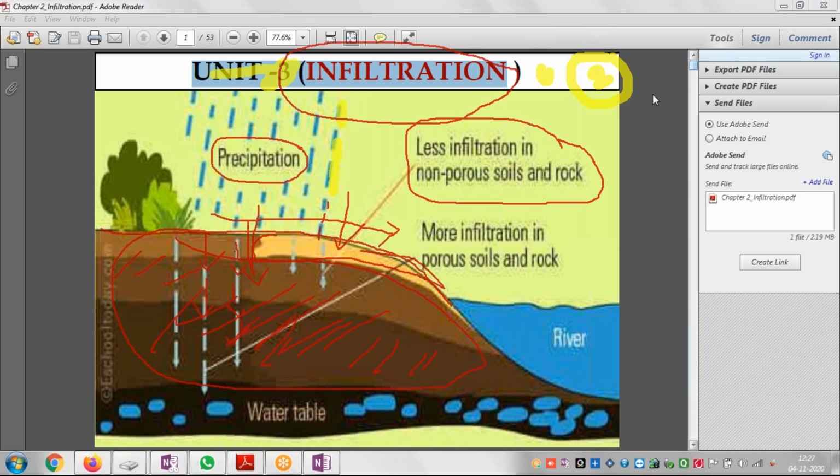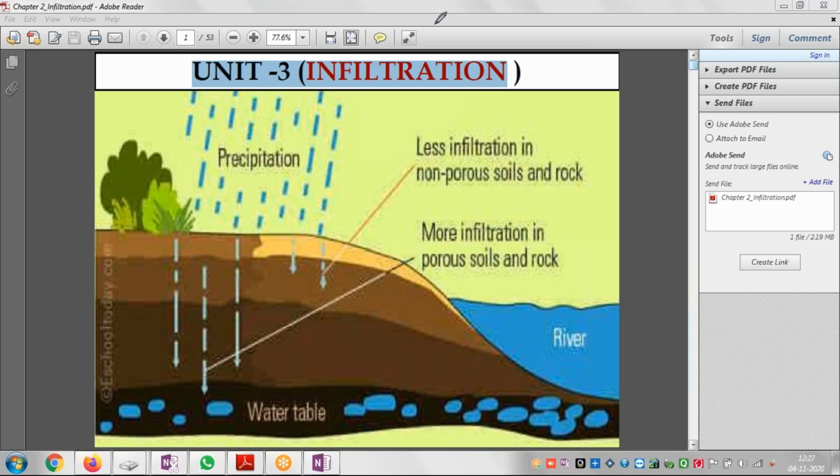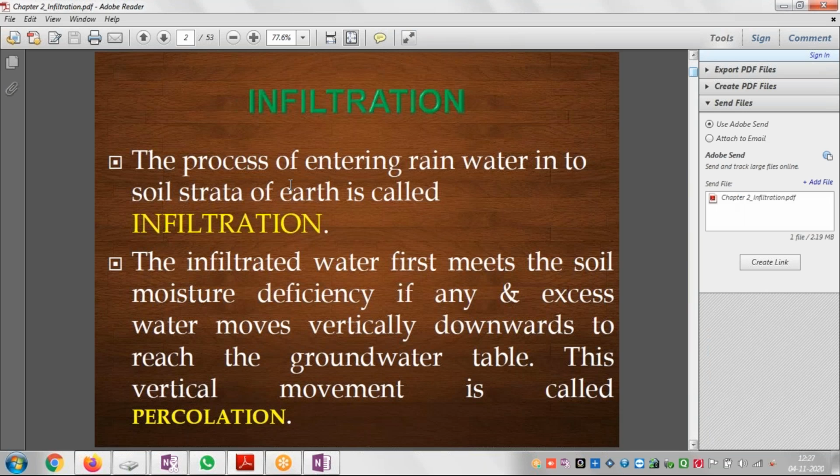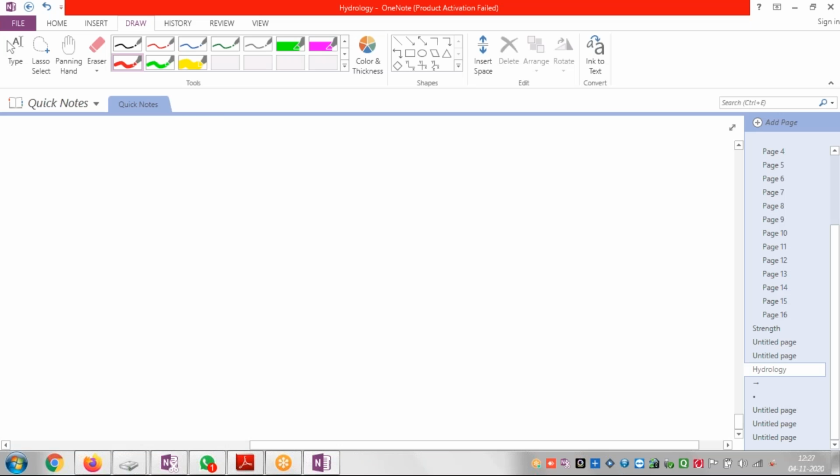Is it okay? Infiltration is what? Infiltration is the process of water entering into the soil. Here the definition is given: the process of entering the water into the soil strata of earth is called infiltration. What I told you, when water goes into the depth, right?